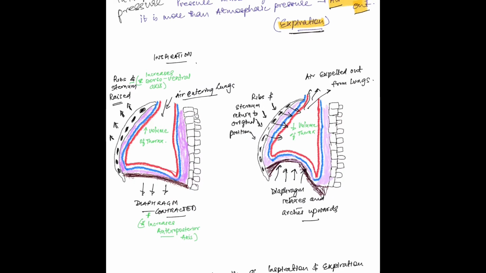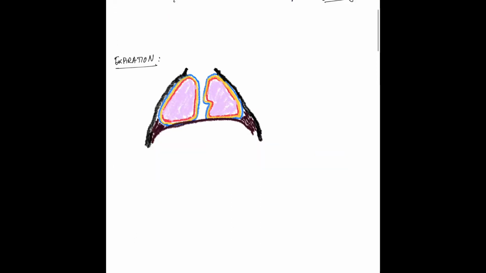Again, in this diagram, during inspiration, the diaphragm contracts and the external intercostal muscles contract. Contraction of diaphragm and the contraction of the external intercostal muscles increase the volume of the thorax. Diaphragm increases the anterior-posterior axis and contraction of external intercostal muscles increase the dorsoventral axis. This results in increase in volume of the thoracic chamber and also of the lungs.